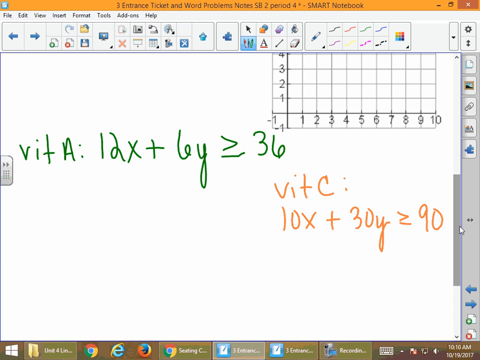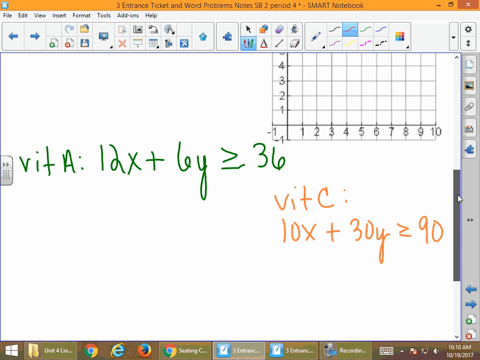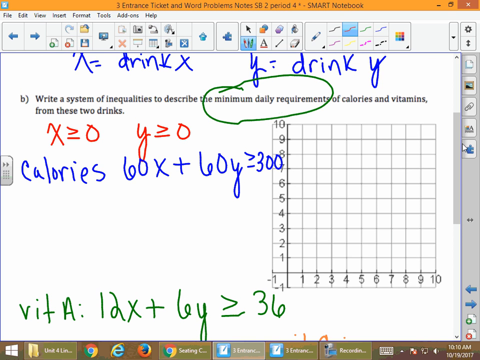In fact, we're really graphing 5, because once again, we need to assume that we're going to have some dietary drink X, we're going to have some dietary drink Y, which are the first two inequalities we wrote down. And that means we're going to have this line here and that line there. Again, I apologize for not using a ruler.